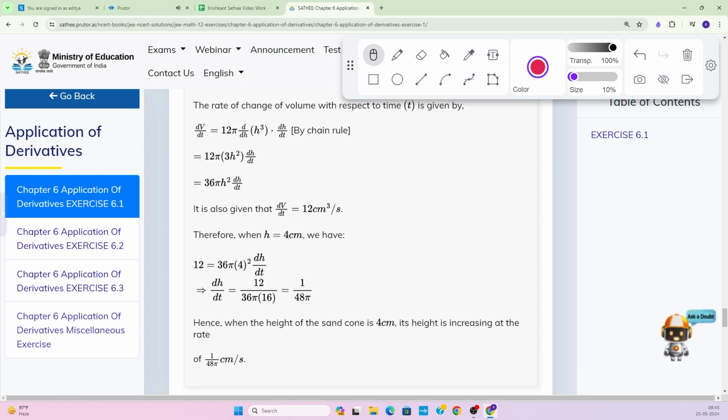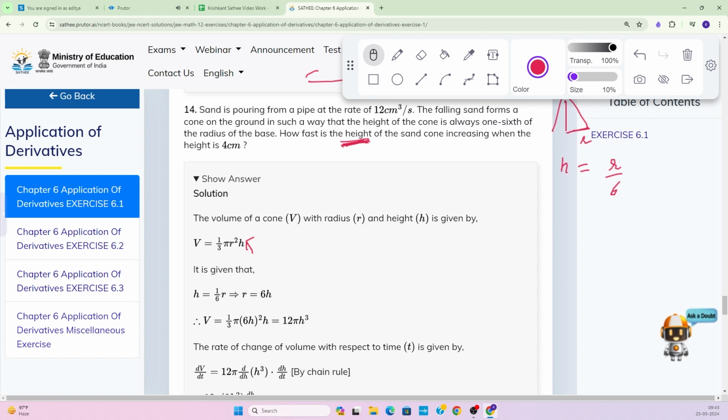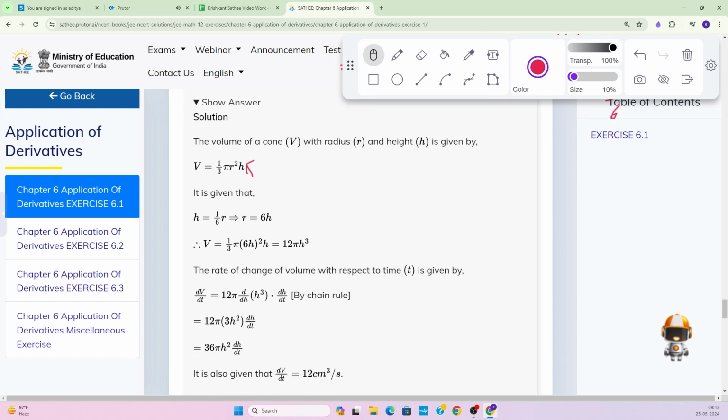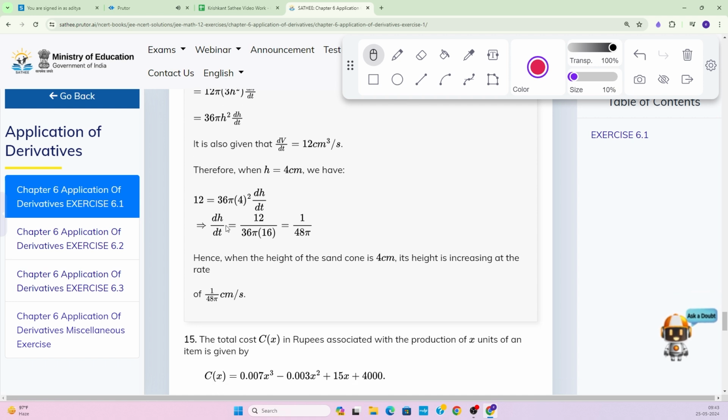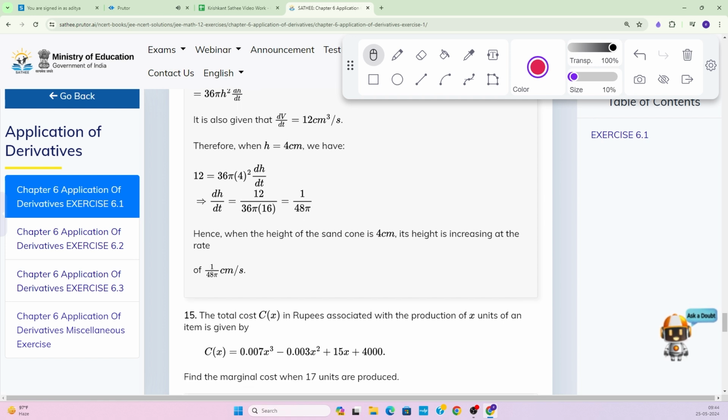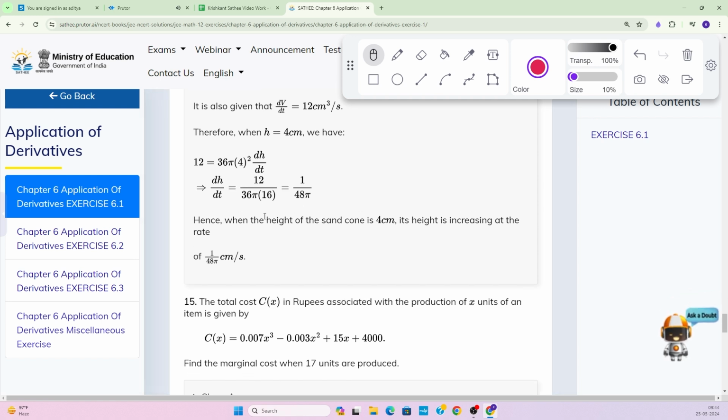Now dv by dt is what I have already been given. Yes, you can see 12. So just put in the values, you will get 1/3 pi 4 square dh by dt equals. So it will be 1/3 multiplied with 16 pi. So it will be 48, 1/48 pi. So this will be your answer. Hence, when the height of the cone is 4 centimeter, its height is increasing at the rate of 1/48 pi centimeter per second.